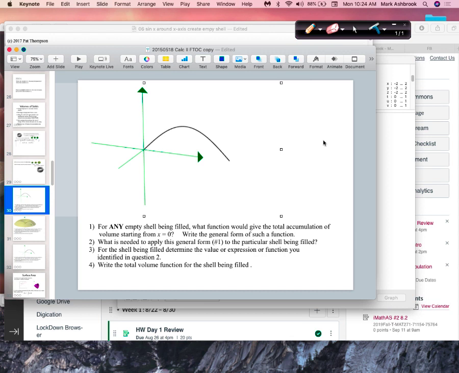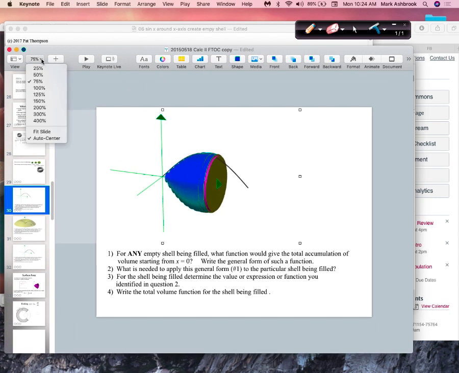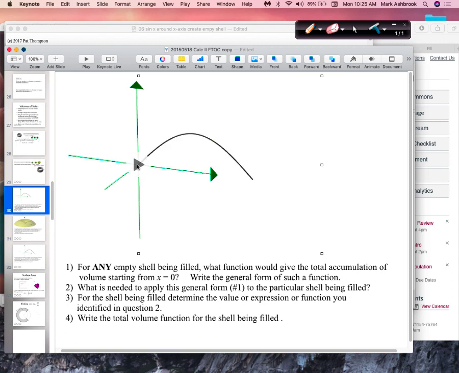Okay, so number one doesn't have to do with this particular problem. It's any problem. Number one is not for this one. Numbers 2 through 4 are for this one. But number one is for any problem. For any empty shell being filled, what function would give the total accumulation of volume starting from x equals 0? Write a general form. That question is not specific to this. It could be any shell with any cylinders. Then 2 through 4 have to do with this situation.